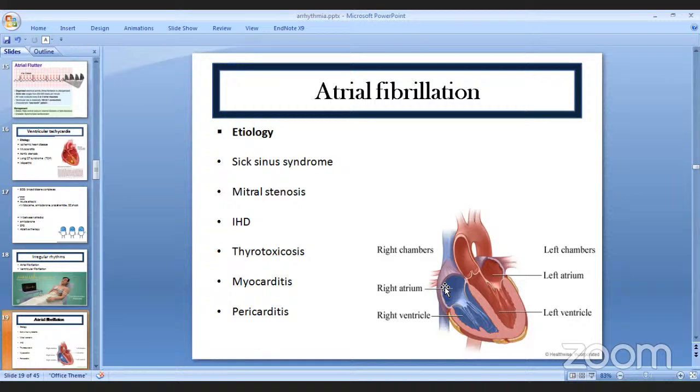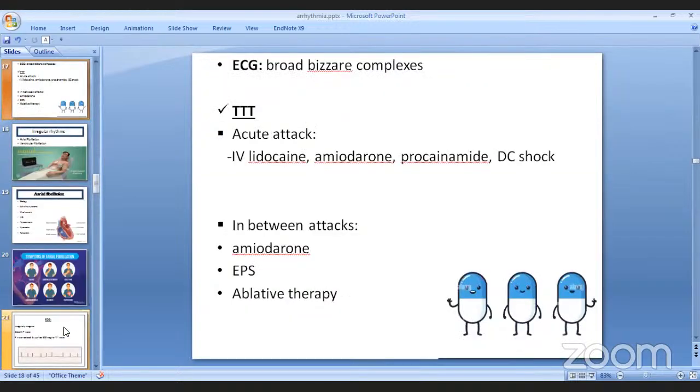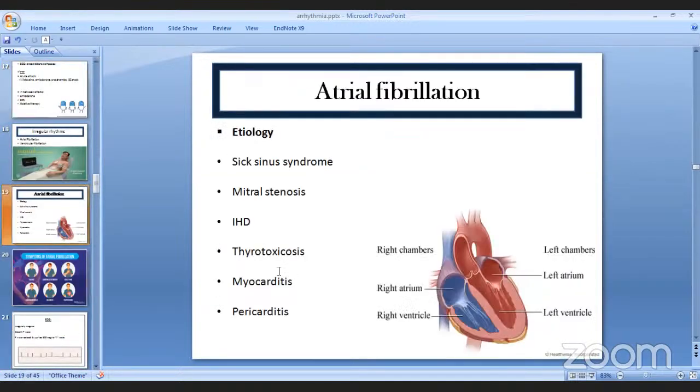Mitral stenosis can also cause atrial fibrillation. Again, because of the stenosis, the atria have to work real hard to pump blood, so the atria dilate, the heart rate can increase, and abnormalities in electrical activity can occur. Ischemic heart disease, again, there's no fun in explaining. Thyrotoxicosis increases sympathetic activity. Myocarditis, pericarditis, and electrolyte imbalance also affect the heart. Because in myocarditis, the myocardium is swelling, inflamed.